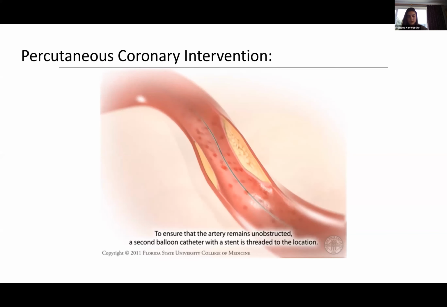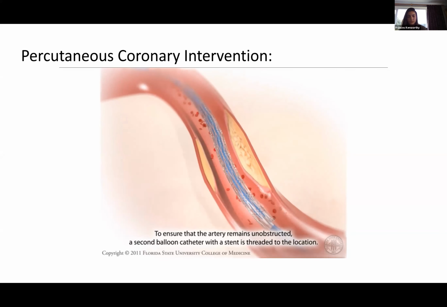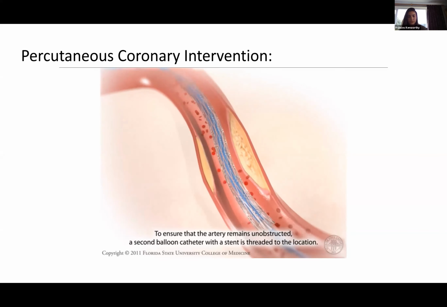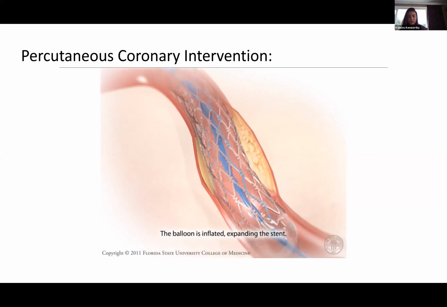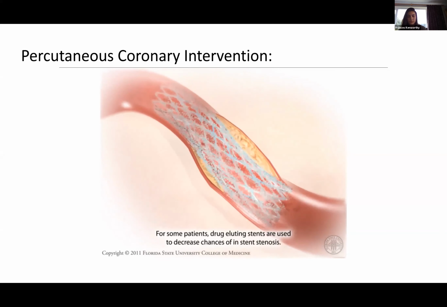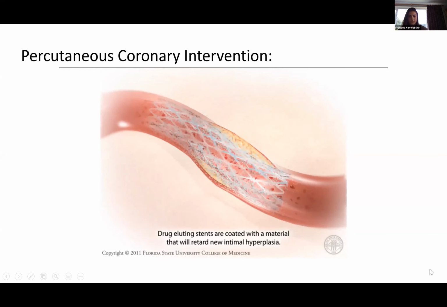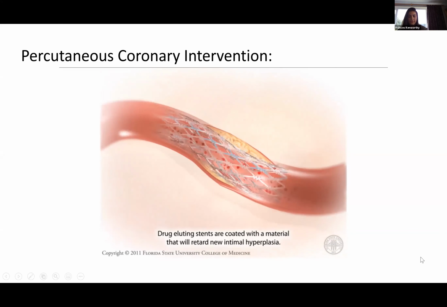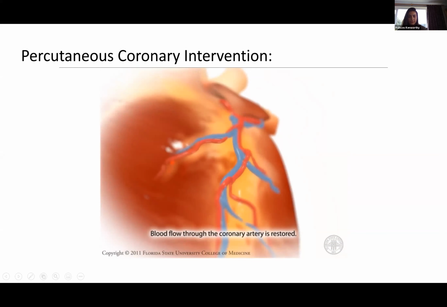To ensure that the artery remains unobstructed, a second balloon catheter with a stent is threaded to the location. The balloon is inflated, expanding the stent. For some patients, drug-eluting stents are used to decrease the chances of in-stent stenosis. Drug-eluting stents are coated with a material that will retard new intimal hyperplasia. Blood flow through the coronary artery is restored.